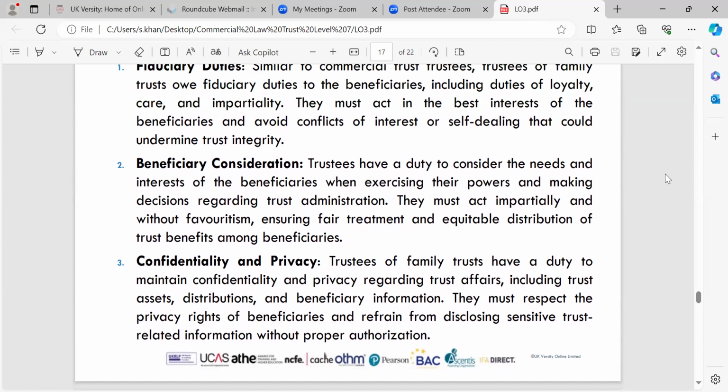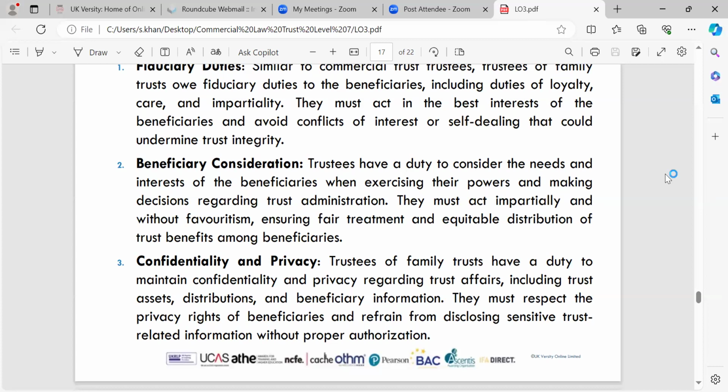Beneficiary consideration. Trustees have a duty to consider the needs and interests of the beneficiaries when exercising their duties and making decisions regarding trust administration. They must act impartially and without favoritism, ensuring fair treatment and equitable distribution of the trust benefits among beneficiaries.